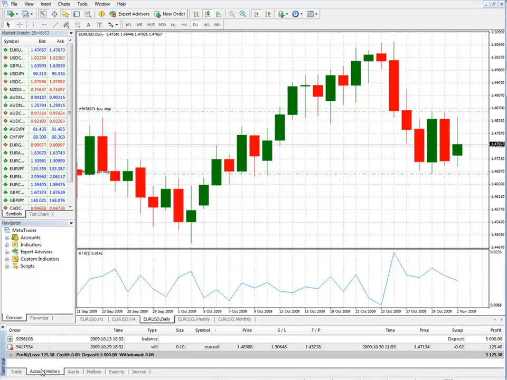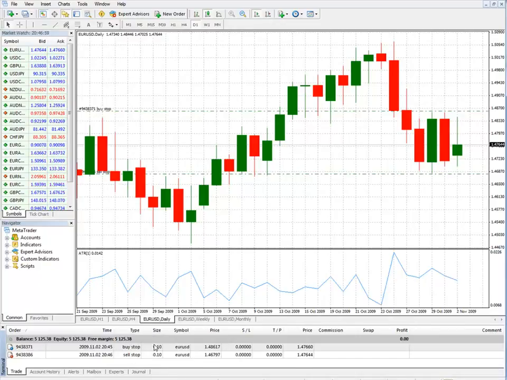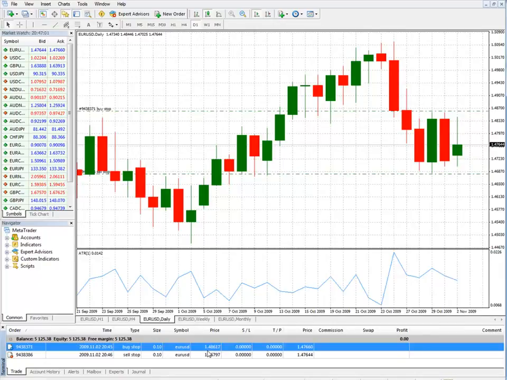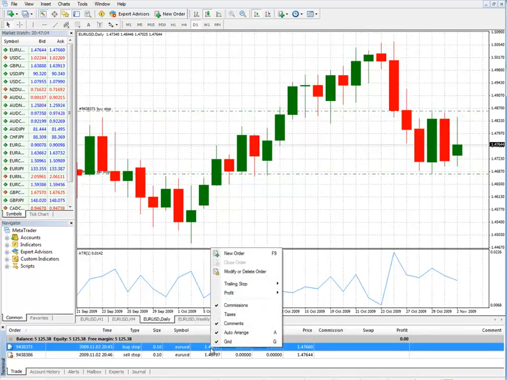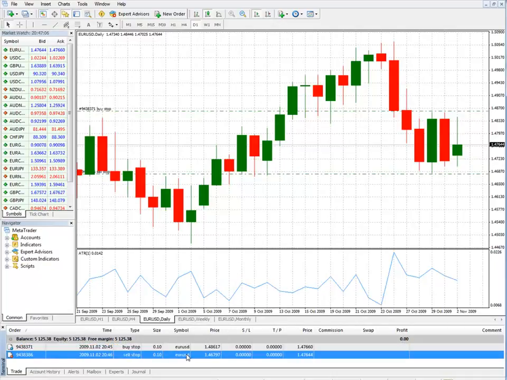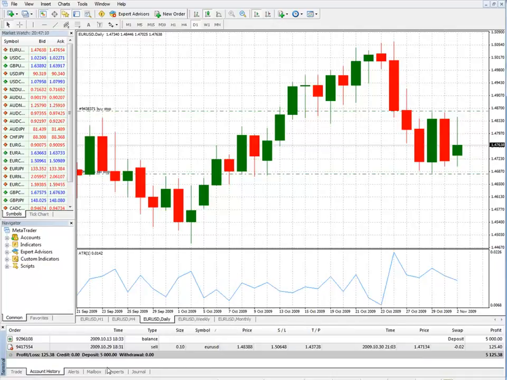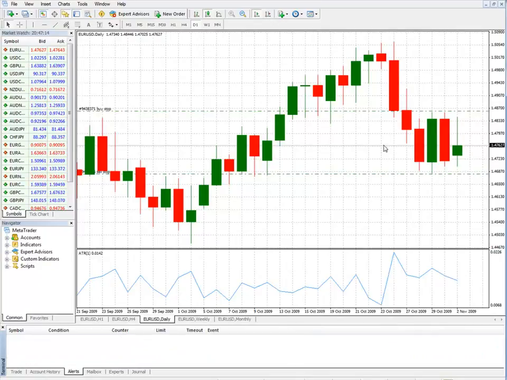Not sure if they'll let us go through here, because I'd like to label the buy stop. Okay, no, that's fine. Okay, there we are. We've got both trades in place. You've got a sell stop here, buy stop there.